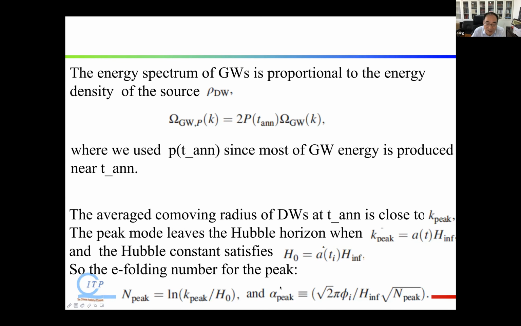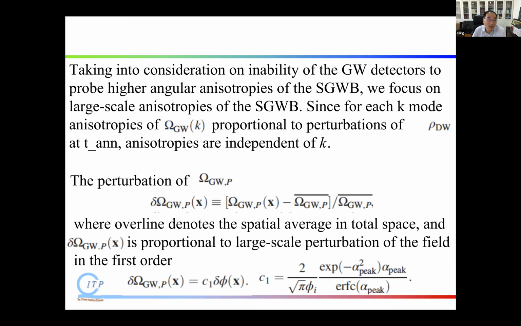The alpha peak, alpha is the parameter I introduced in the previous slides, which is determined by the initial value of the scalar fields and the e-folds before the end of the inflation. Then, taking into consideration the inability of gravitational detectors to probe the high angular anisotropies of the stochastic gravitational background, we focus on the larger scale anisotropies of the SGWB.